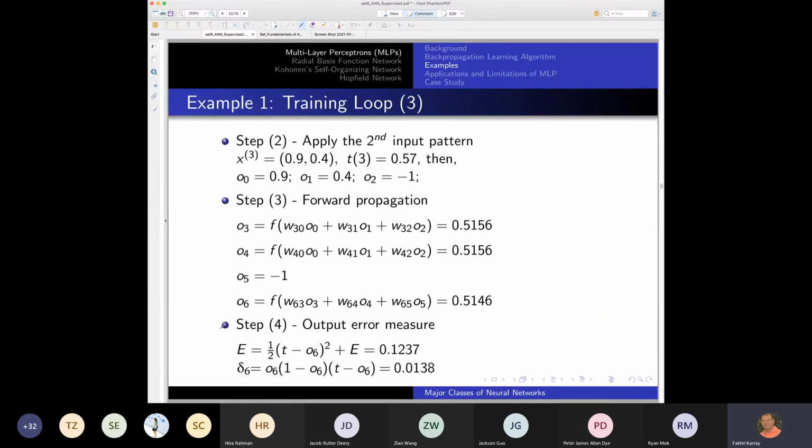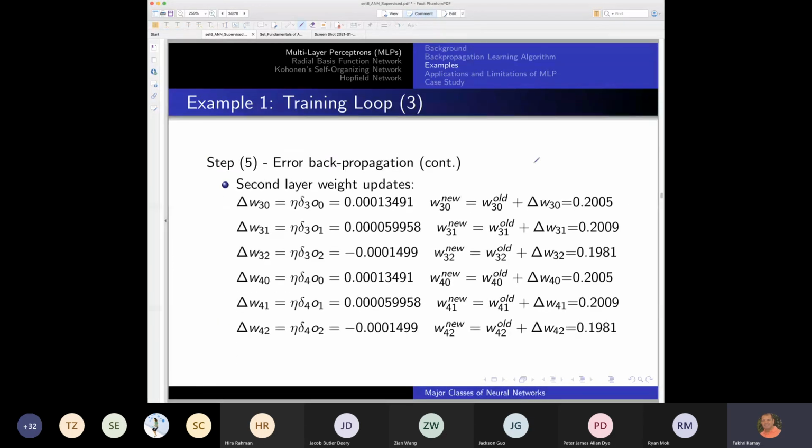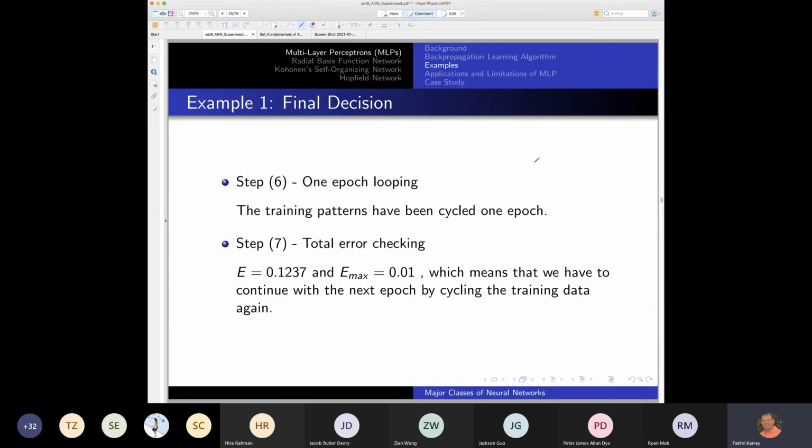Now we go to loop 3. We apply, so this is actually called the third pattern. So this is a mistake. We apply the third pattern because that's the third pattern. So I will fix this typo here. And then we proceed forwards. We compute the error, and then we compute the value of the system. And then we found out that the error after we did all of this is equal to 0.1237, which is higher than 0.01. Which means that we need to keep updating the system and keep improving it by doing the next epoch.